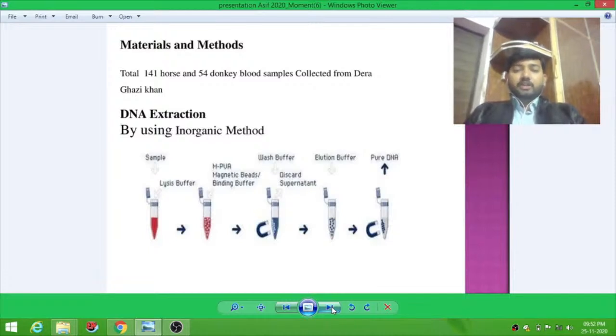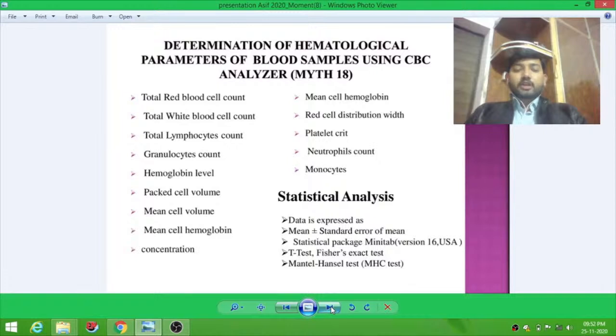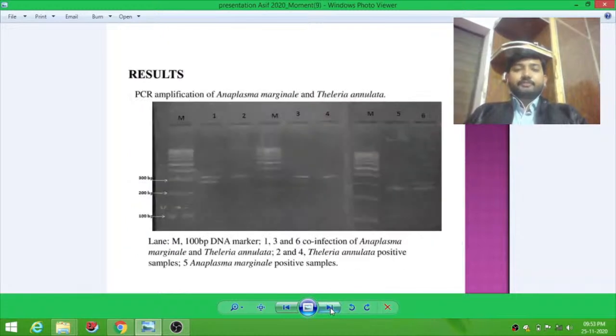DNA was extracted by the inorganic method. We collected about 195 animals that were quite healthy. PCR was done, the annealing temperature was 56, and we ran about 30 cycles. In addition to PCR, we also did the CBC with the help of an analyzer. The statistical analysis was done. We applied the t-test and Fisher's exact test for the analysis of the data.